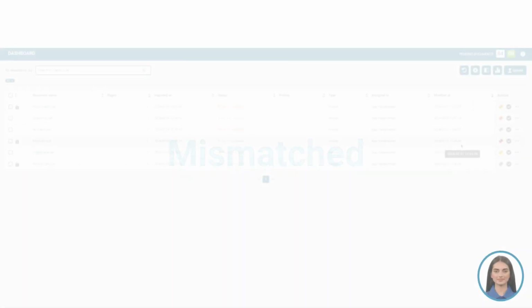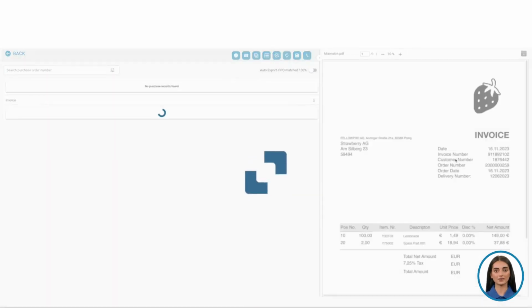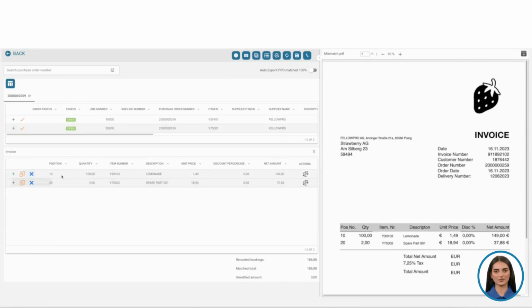Mismatched. A mismatch occurs when a line item from an invoice and a line item from a purchase order are incorrectly matched with one another. In this example, the article number of these line items were mismatched. This is evident as item numbers of the invoice do not match the item number of the purchase order.